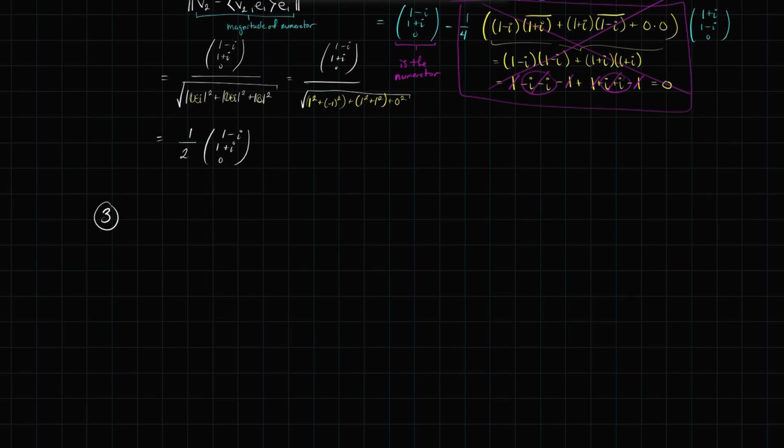In step 3, E hat 3 is going to be produced from both of the previous E hats. It's going to be V3 minus the inner product of V3 against E hat 2 multiplied by E hat 2, minus the inner product of V3 against E hat 1 multiplied by E hat 1. Then I'm going to divide by the magnitude of everything.